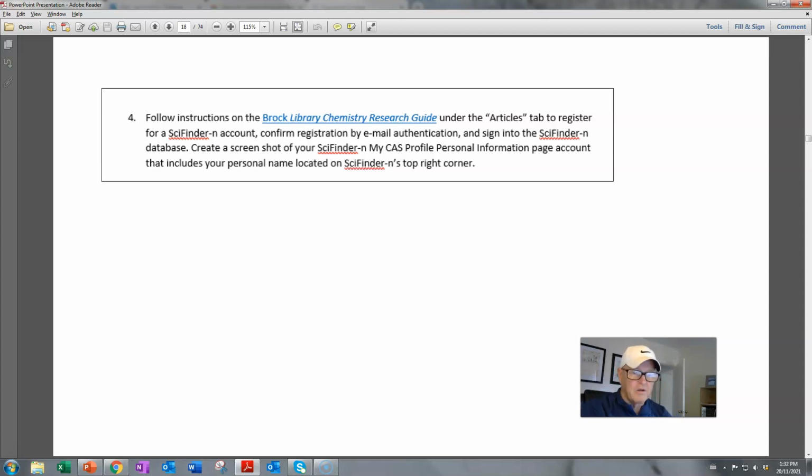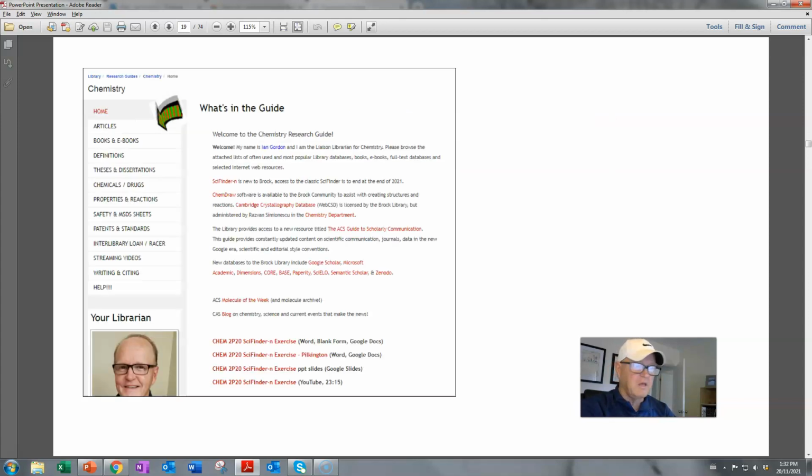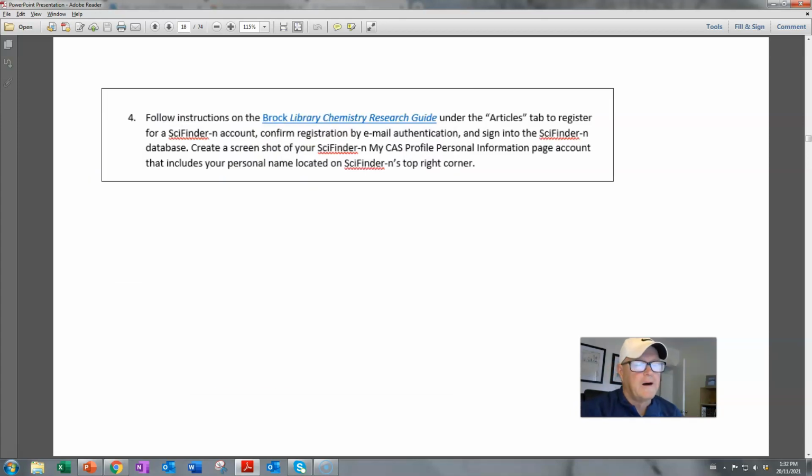You've probably been here. If you're not, this will be new. And under the Articles tab, you need to register for a SciFinder account. You need to confirm by email. It does this within like 15 minutes or so, authentication, then sign into SciFinder-n. And again, many people ask me at the last minute, it's not working. Well, I can't do your filters or know how your setup is. And so some people do this at Brock in the IP domain, or some people try to figure it out as quickly.